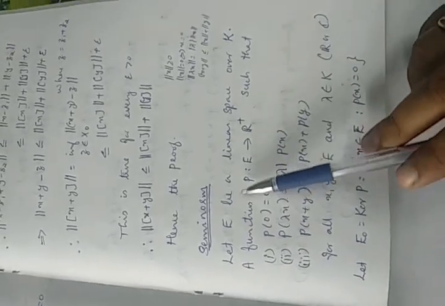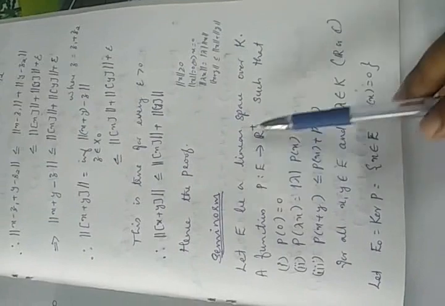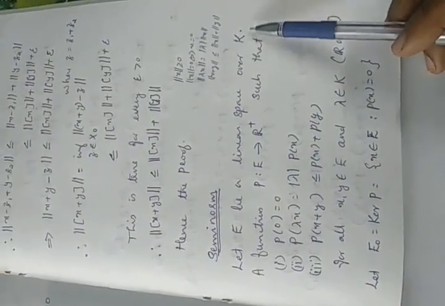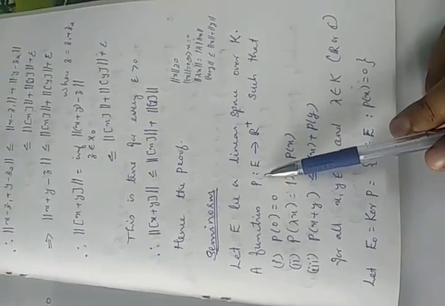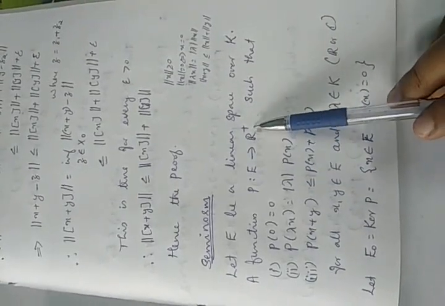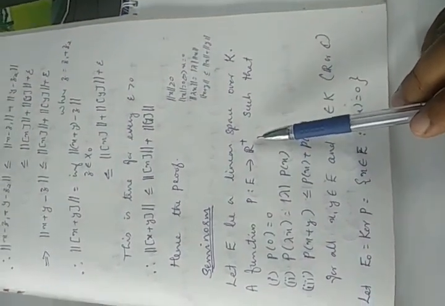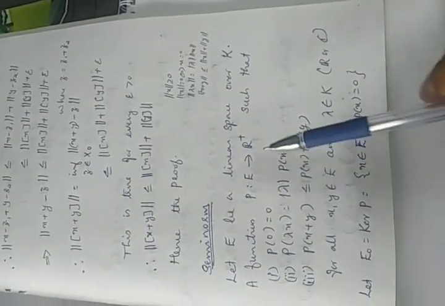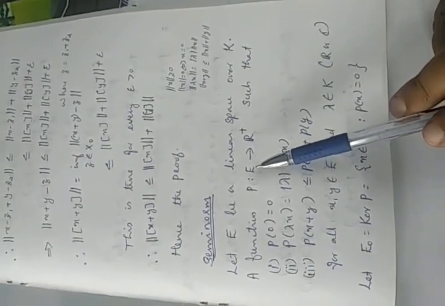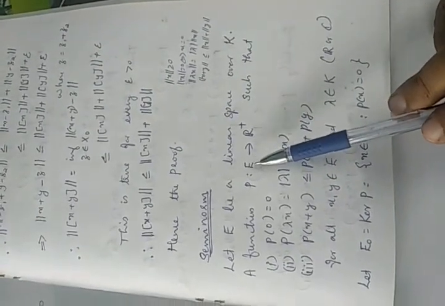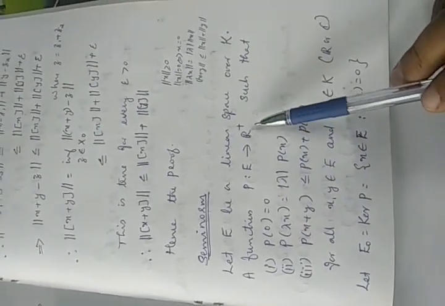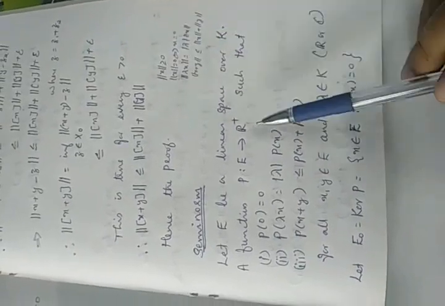Here we formally define a seminorm. So we consider a linear space E over a field K equal to R or C. We consider the function P from E to R plus, satisfying these three conditions. So this function P is defined from E to R plus. R plus means the set of all non-negative real numbers. Clearly, if you take any element x from E, P of x is always greater than or equal to 0. So here the first condition is satisfied.